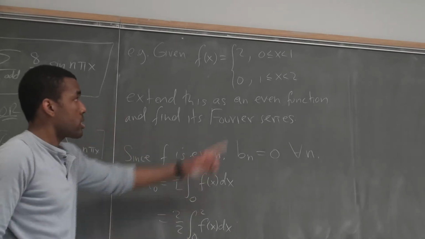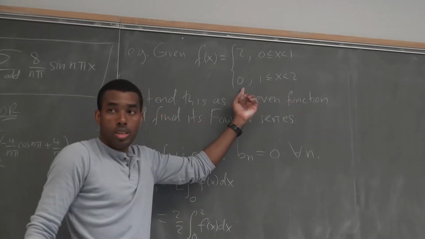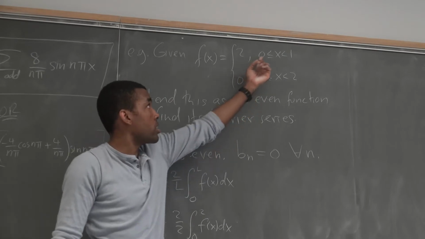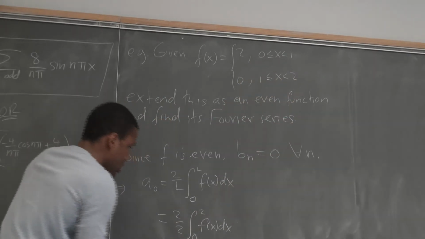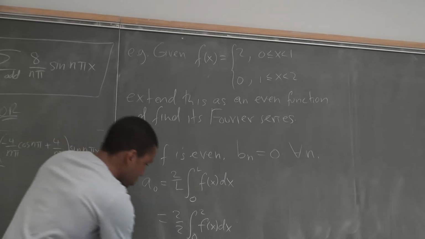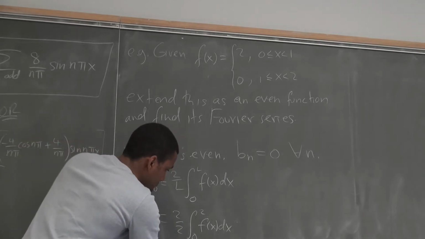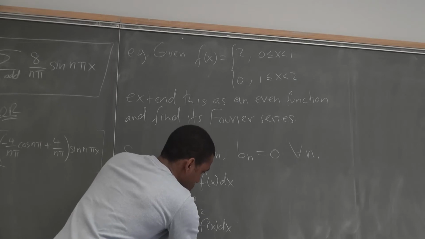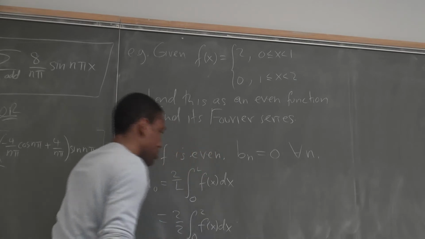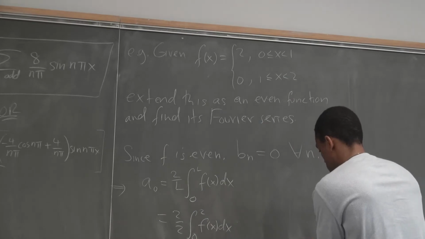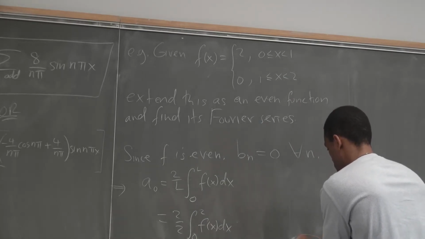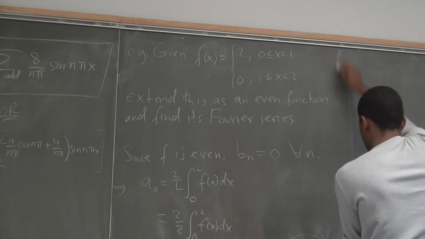But in this case, on 1 to 2, it's nothing, right? It's 0. So I can only do all my integrals from 0 to 1, and it'll work. So I'm just going to do an integral from 0 to 1 of f, which is just 2 dx. This is 2x from 0 to 1, which is 2. Which means a0 over 2 is 1. That's going to be the first term.